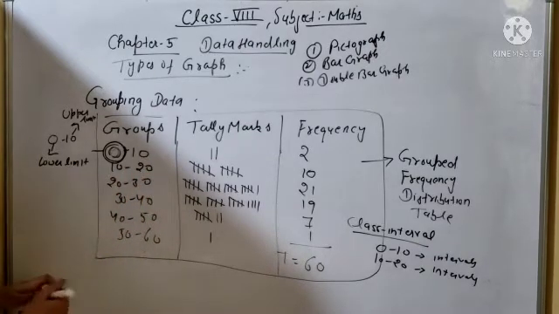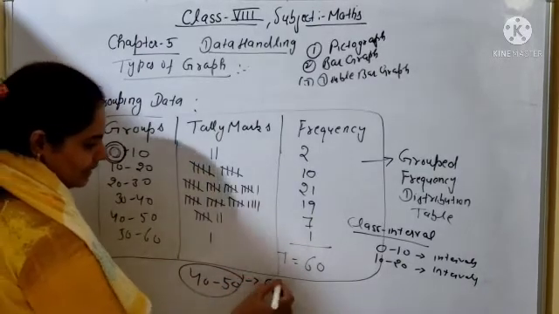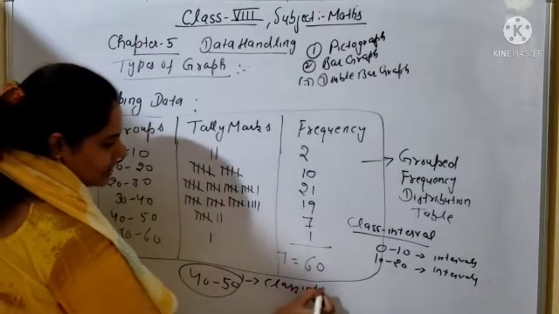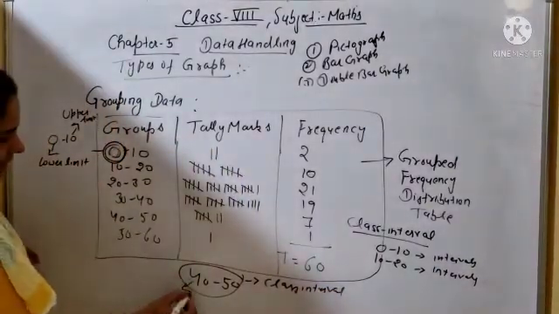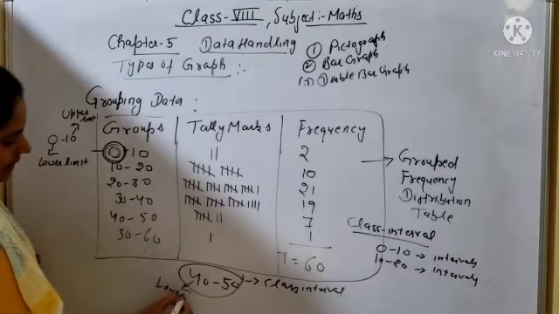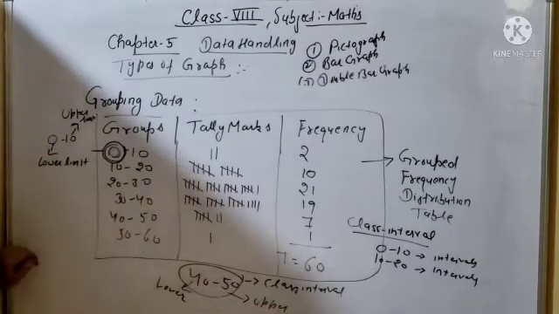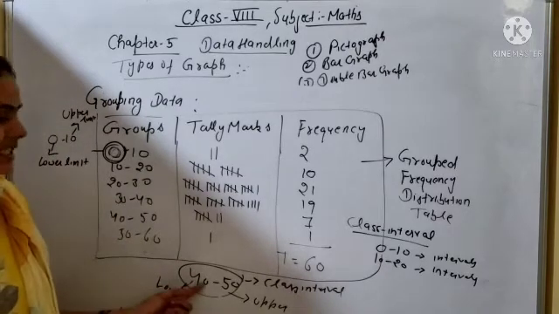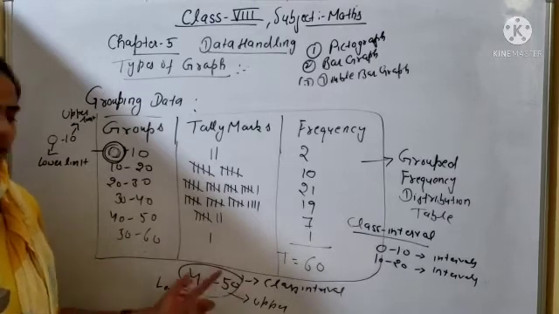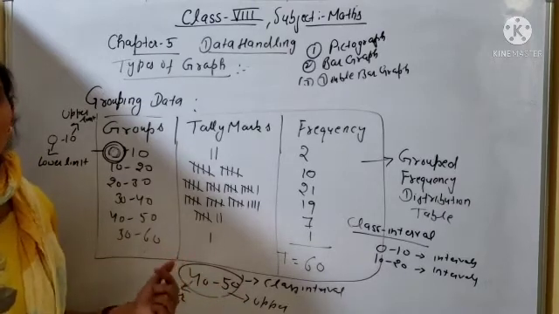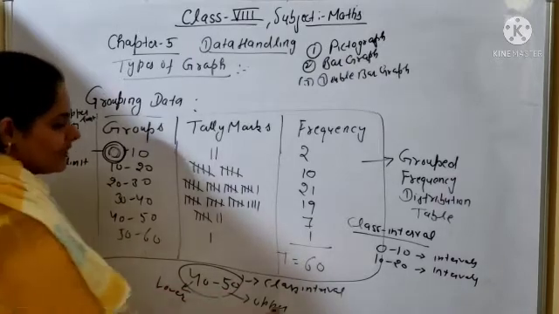If you are taking the class interval 40 to 50, in this class interval, what is the lower limit and upper limit? The first one is lower and the second one is upper. Why do you call this one lower and this one upper? By the number, this is the lower number, this is the upper number. This is minimum, this is maximum. So the first number will be the lower limit, and the second number will be the upper limit.